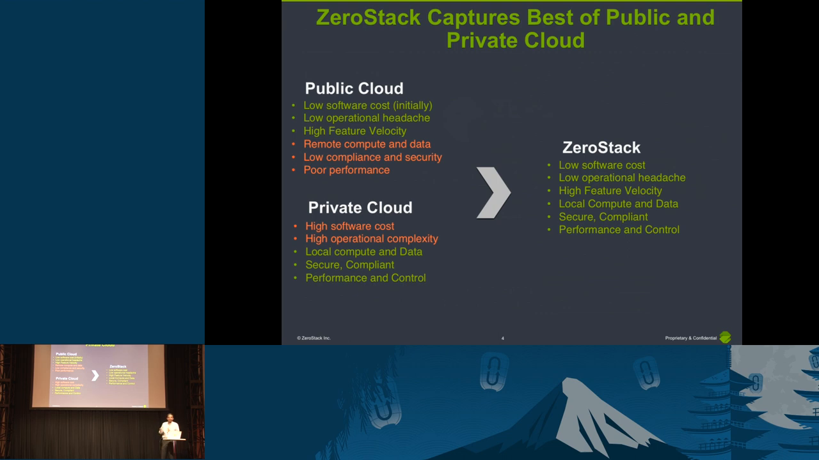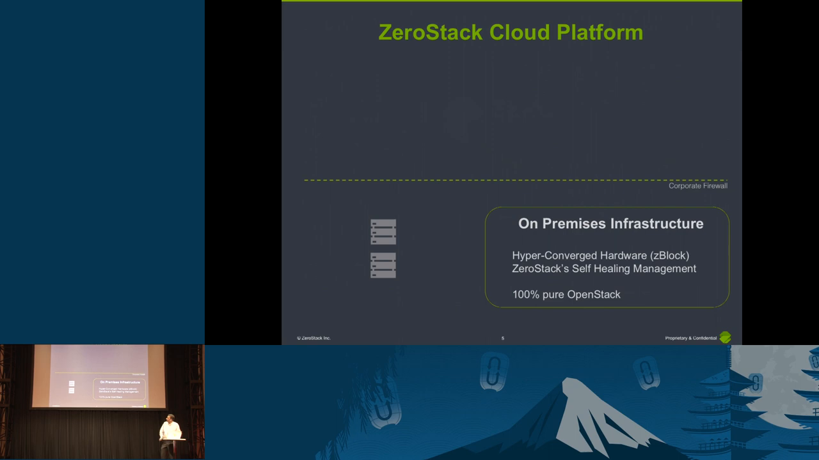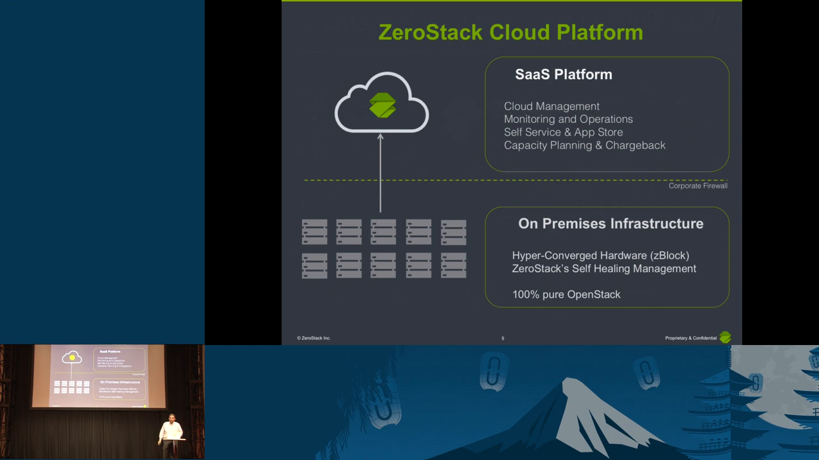We've taken a slightly different approach to building a private cloud. So ZeroStack is a two-part solution. The first part lives on your premises, and it's built on hyper-converged hardware. You can start very small, or you can grow as much as you want in your premises. The smallest unit is called a Z-block, and it's built on self-healing management software, and it uses 100% pure OpenStack. The second part of ZeroStack lives on the SaaS.